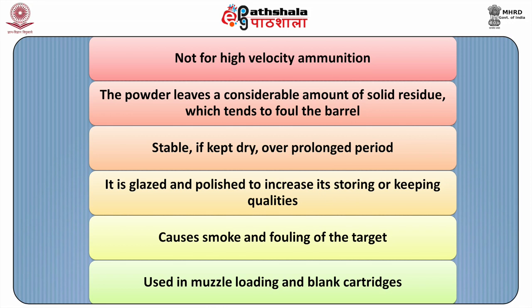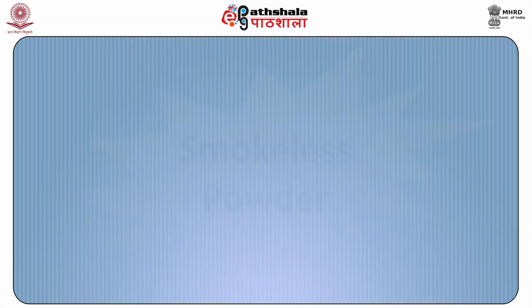Gunpowder causes much smoke and fouling of the target. It is mostly used in muzzle loading and blank cartridges. The powder is available in different grain sizes, from mesh limit 6 to 10 to 46 to 16, and they are designated as FG and 4FG respectively.